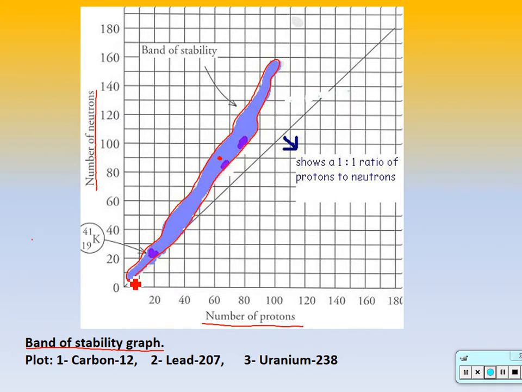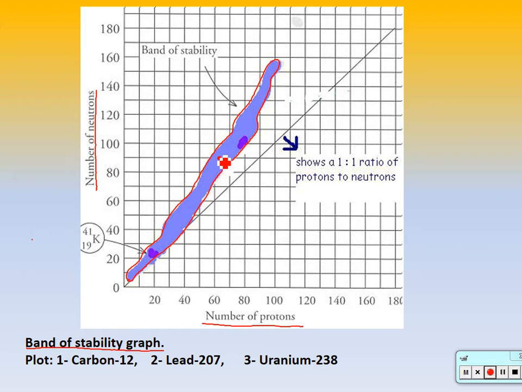Now, where your point lies on this band of stability will tell a nuclear chemist a lot. It tells you whether it's stable, whether it's radioactive, or whether it really wouldn't exist in nature. It's just too unstable to even really form.